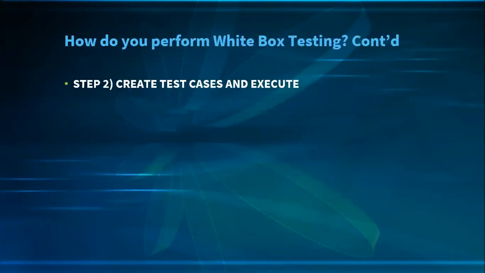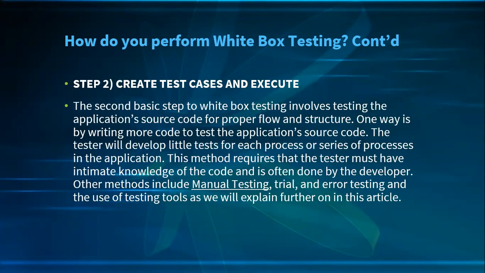Then the next thing is create test case and execute it. We know how to create it manually. It's the same format. The second basic step of white box testing involves testing the application source code for proper flow and structure. One way is by writing more code to test the application source code. The tester will develop little tests for each process. So write it in components, small component testing in modules, little by little, then start integrating them together.